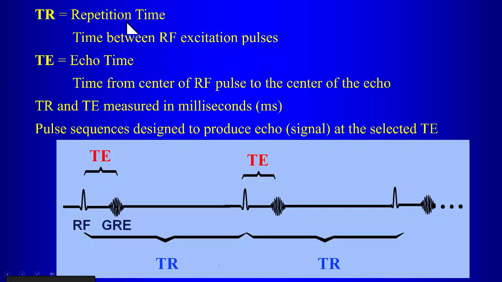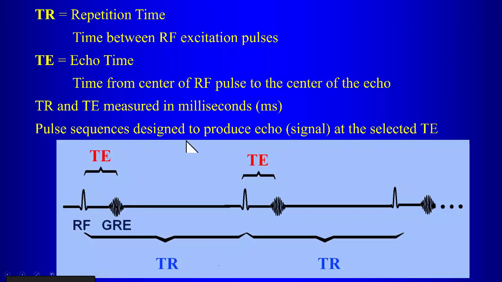So the term TR, repetition time. That is the time between radio frequency excitation pulses. On a pulse diagram, this is usually how the excitation pulse is depicted. All right, so that's your radio frequency pulse there. Here's another one. Here's another one. The time between these excitation pulses, that's called the TR. The TE is the echo time. It's the time from the center of the radio frequency pulse to the center of the echo. And TR and TE are measured in milliseconds.